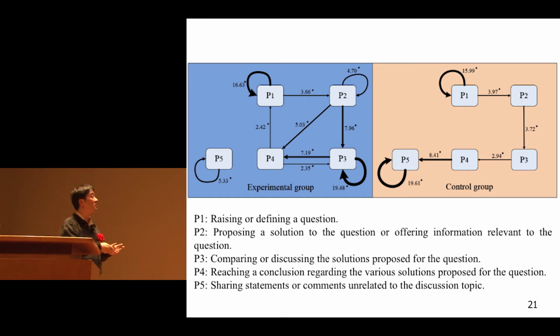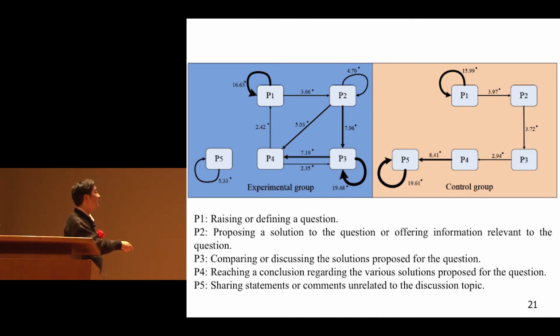So we try to use this graph to explain what happened during the learning process in the two groups. As we can see, the experiment group, the group who used AR, have more P2 to P2, and also P2 to P4. What does P2 to P4 mean?